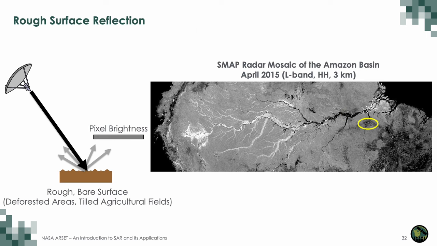This example shows rough surface reflection delineated by the yellow circle on the SMAP radar image. And this is an area of very low to no vegetation, an area that has been deforested. Agricultural fields with low vegetation, tilled fields, savannas, bare fields, or in general, areas that have low vegetation have rough surface scattering. And the brightness of the pixel is slightly higher than a specular reflector.